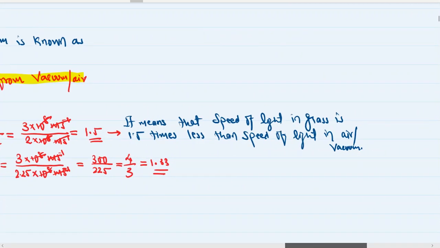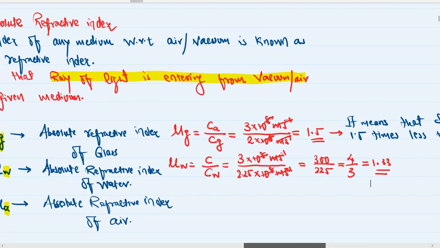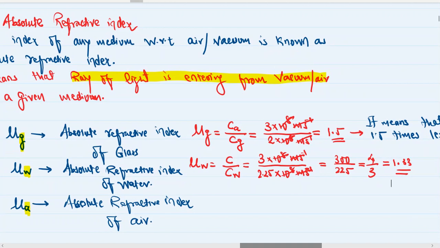So it means that, you can write this statement now, the speed of light in water is 1.33 times less than the speed of light in air. So whenever the ray of light enters from air to water, its speed decreases by 1.33 times. Correct? And finally, you must be wondering why I'm writing that. Finally, the absolute refractive index of air, which is speed of light in air or vacuum upon speed of light in air or vacuum, is nothing but 1, right? 3 × 10⁸ upon 3 × 10⁸.